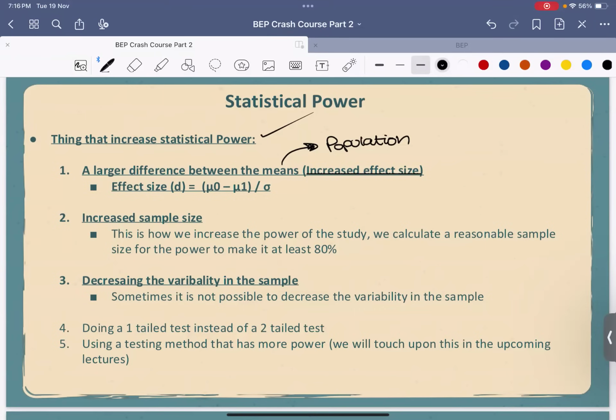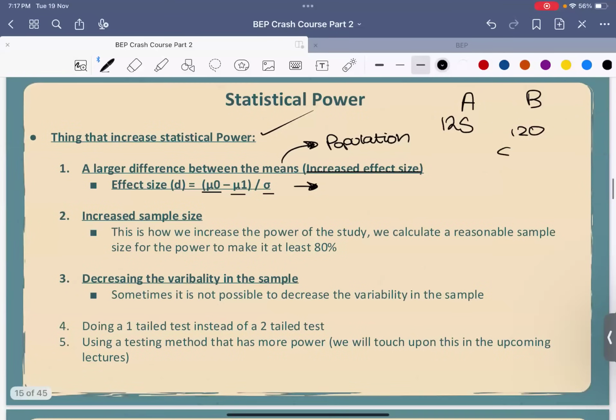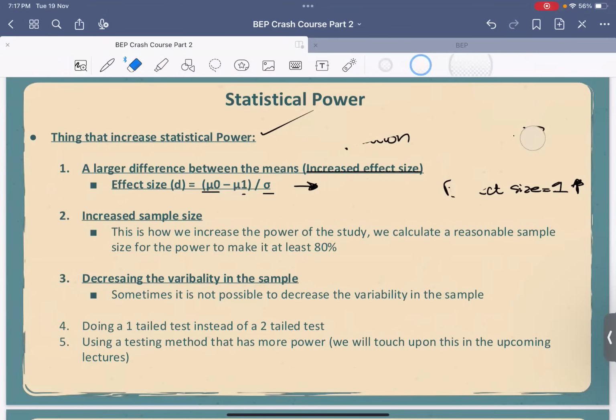So how do we calculate effect size? We take the mean of one population, subtract the mean of the other population from it, and then divide it by the standard deviation. This is effect size. You might be asked to calculate it. For example, population A has a mean of 125, population B has a mean of 120, and their standard deviation is 5. So the effect size equals 1. The higher the effect size, the more the difference between the two populations, and obviously the stronger the power. So when you have a higher effect size, you are increasing the power.